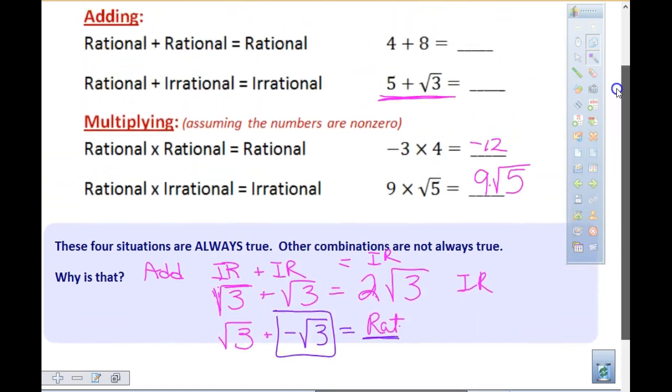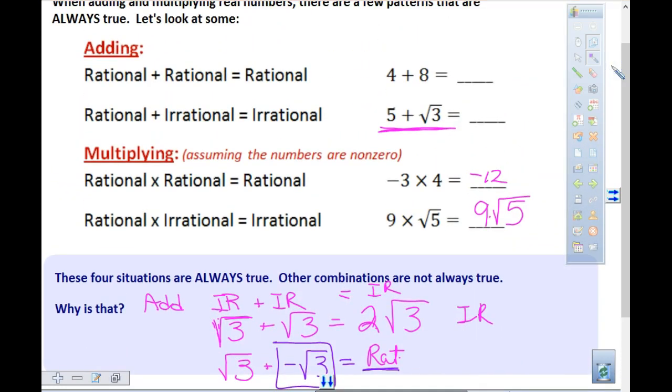So what they're going to want us to think about in this next page of our notes: if you have a rational plus a rational, it's always rational. Rational times rational is always rational. If you have a rational and an irrational, it will always be irrational. Same if you do the product: when you multiply a rational and an irrational, it will always be irrational. Those cases are always the case. But when you work with 2 irrationals, it could be irrational and it could be rational.